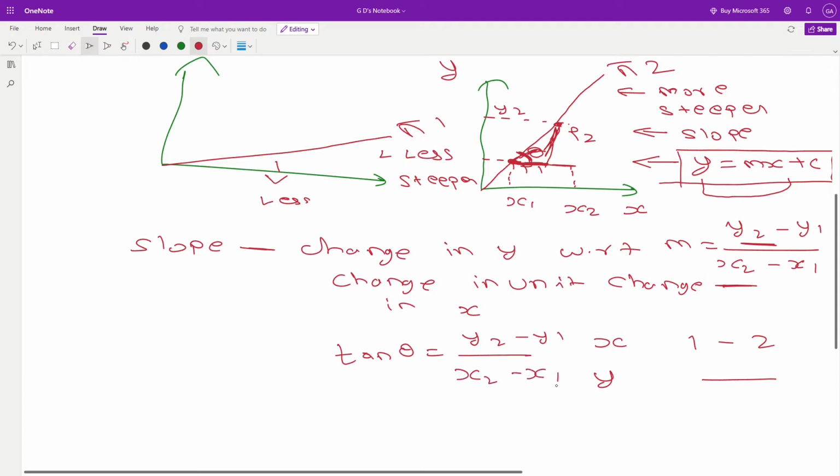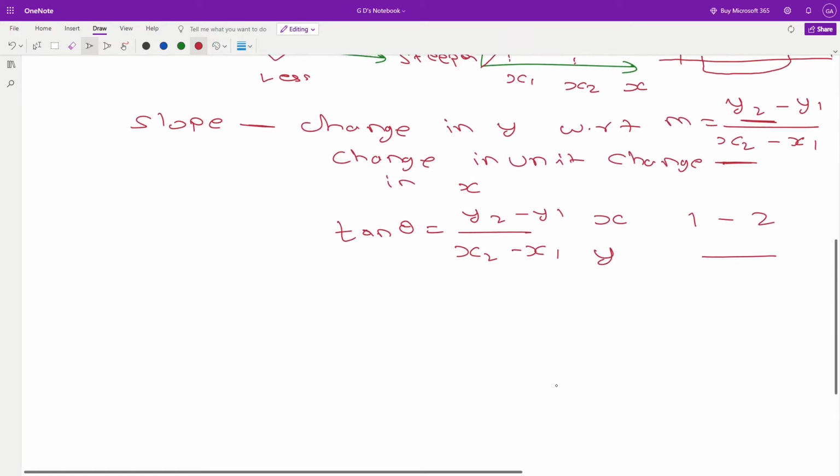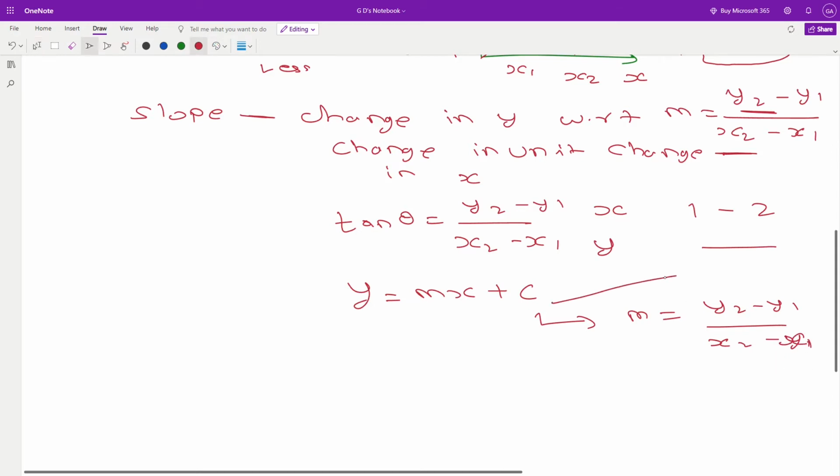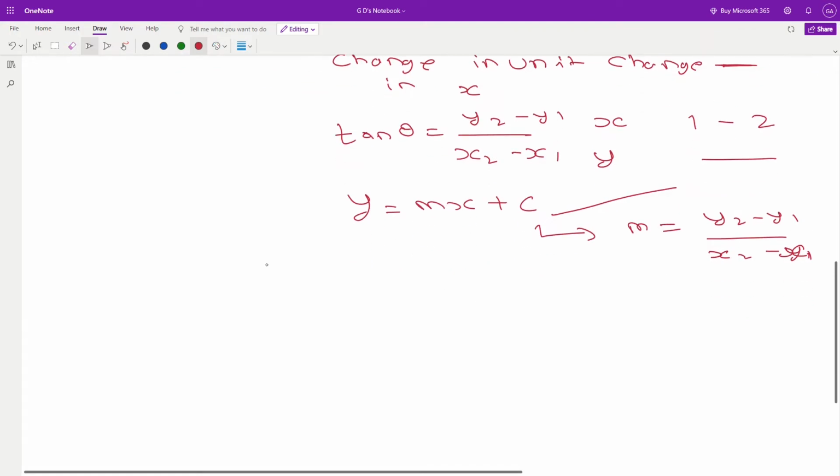Okay, so we understood regarding the line. If your equation is something like this, then your slope would be y2 minus y1 by x2 minus x1, and you are trying to find a line. But what if your equation is something like this? y is equal to x square. What if your equation is something like this?